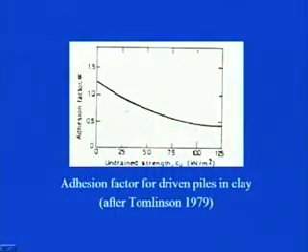So, you see, Tomlinson in 1979 gave this particular guideline or chart such that you can estimate this adhesion factor alpha. On the x axis you can see it is undrained strength Cu, in kilonewton per meter square, while on the y axis it is adhesion factor alpha. Cu is the property of the soil. You know the property of the soil, so accordingly you simply pick the value.